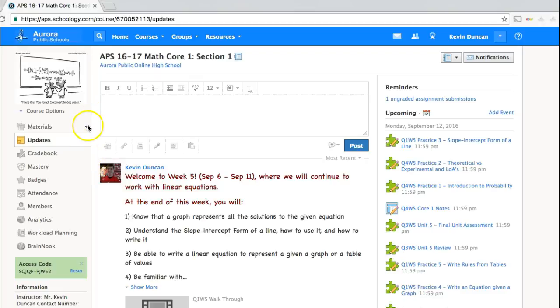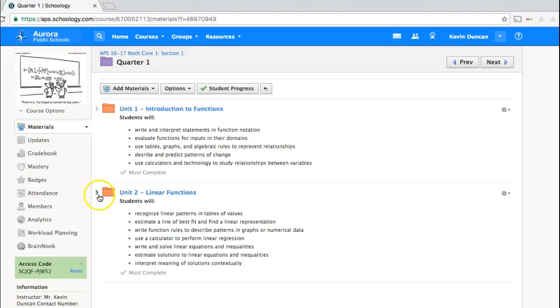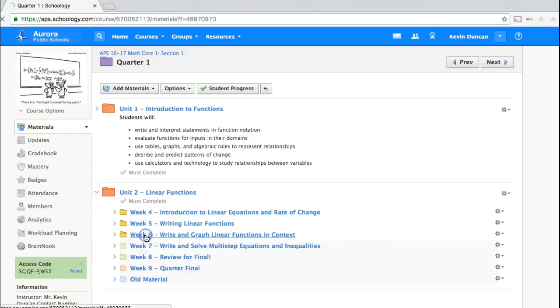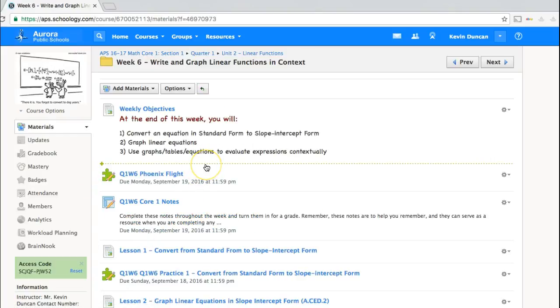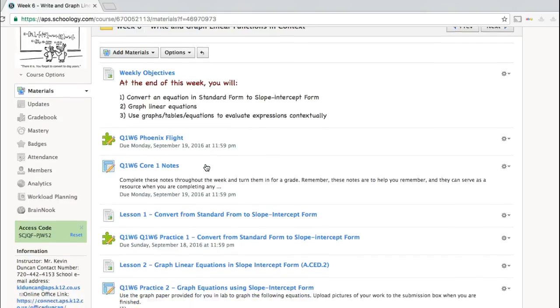So a quick walkthrough of week 6 in quarter 1. Down here in unit 2, week 6. The weekly objectives this week are to convert an equation from standard form to slope-intercept form, graph linear equations, and use graphs, tables, and equations to evaluate expressions contextually, so in context.